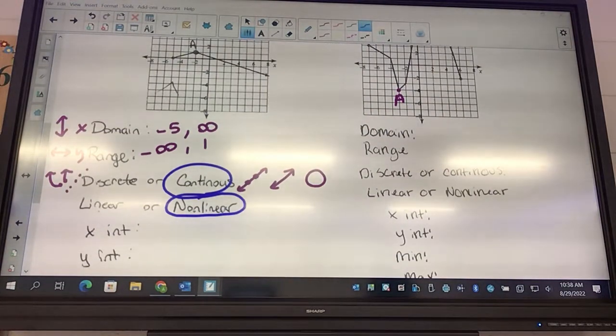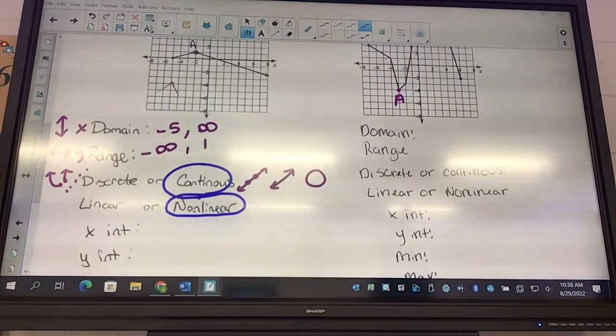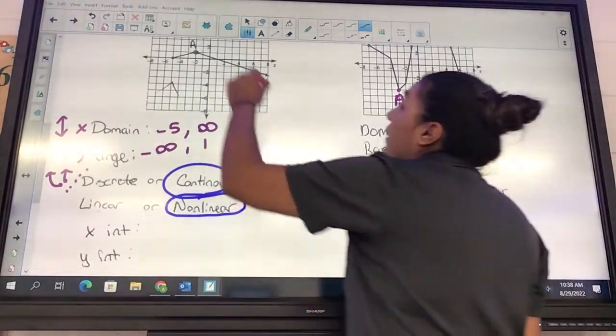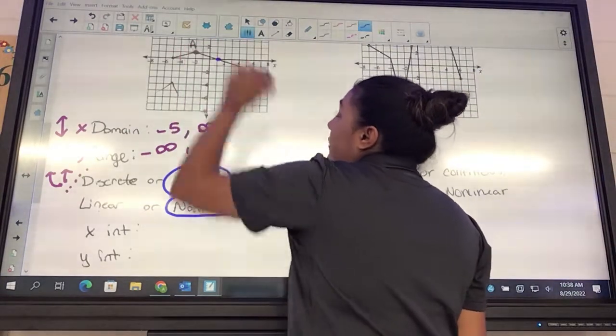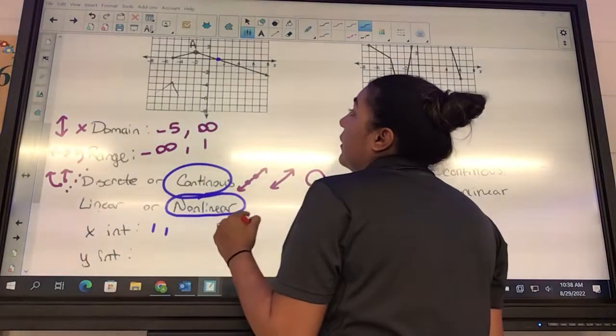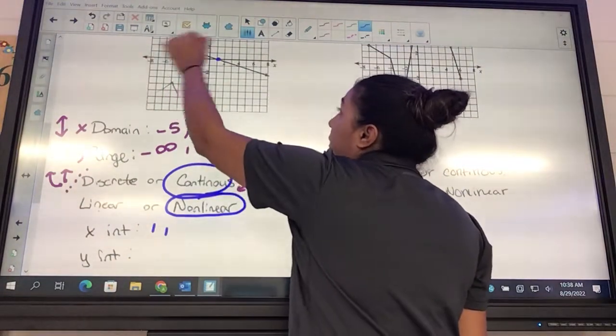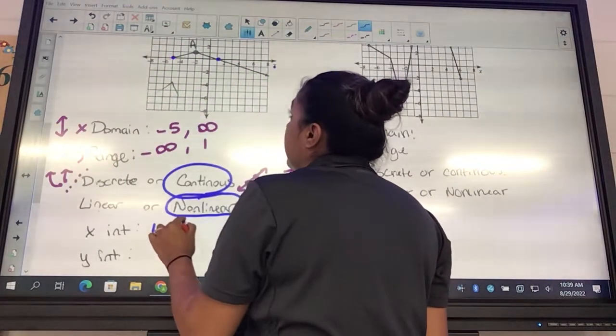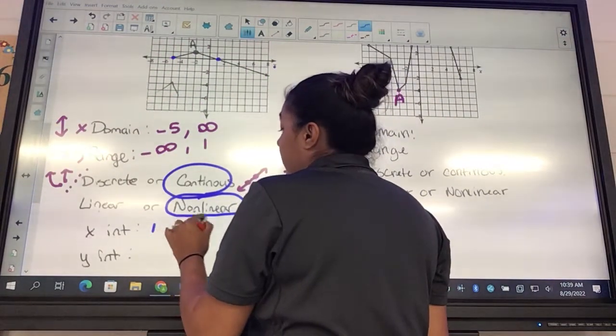Okay, where is the x-intercept? So find the x line. Where does it cross it at? Definitely at 1, and what else? Negative 5. See right here, this is your x line, and anywhere it crosses the x line, that's going to be your x-intercept. What did we say, -5?